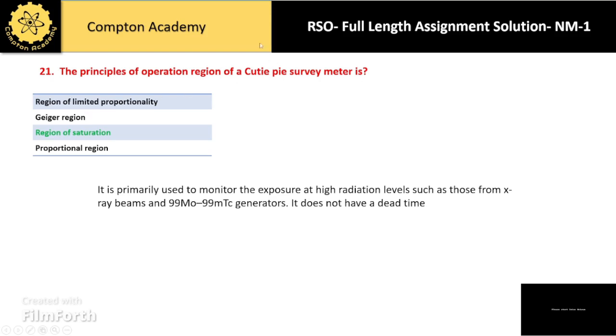So the QT-pi servometer is used in the ionization chamber region, and this is also called the saturation region. In this region, this QT-pi servometer does not possess any kind of dead time.